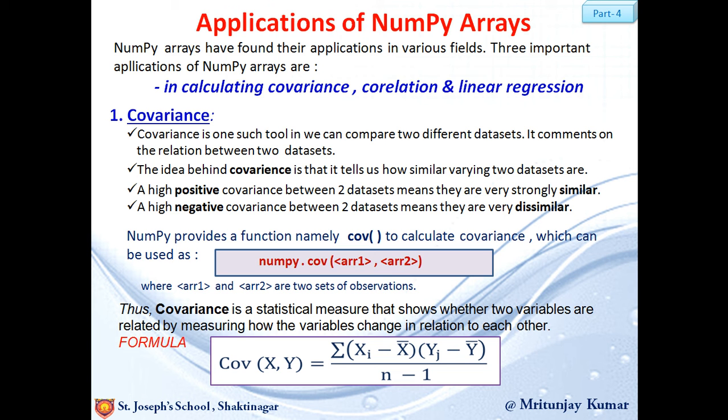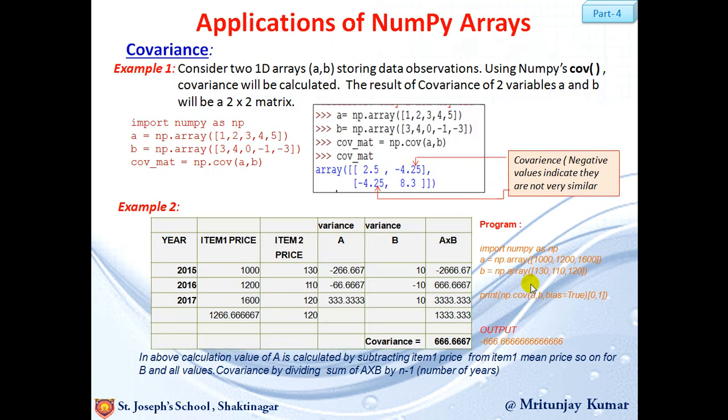NumPy provides a function called cov, and this function is used to calculate the covariance. The syntax of the cov function is numpy.cov, and in the bracket we have to provide two arrays, array 1 comma array 2. Now let's see one example.